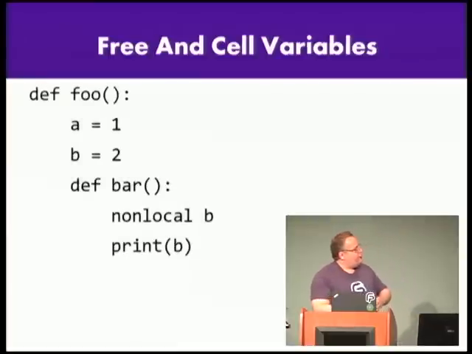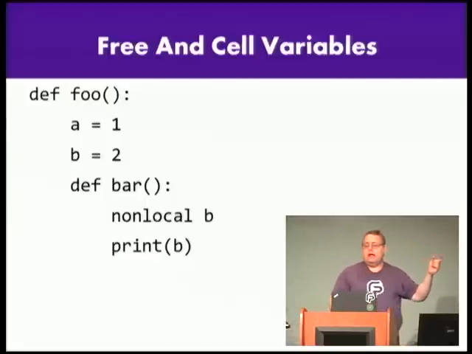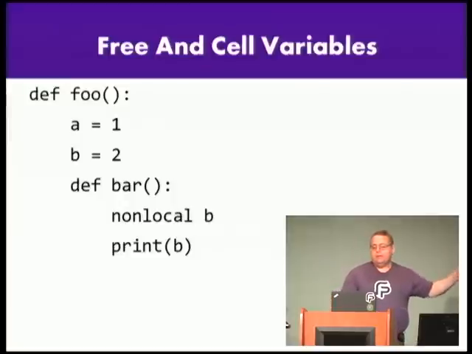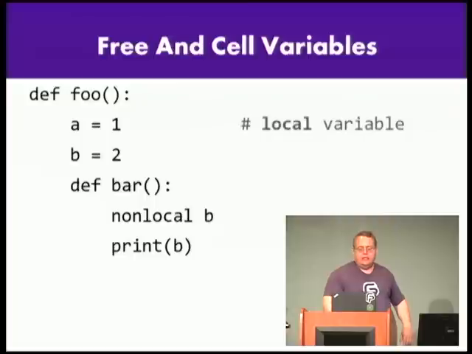Consider the source code in front of you. We have an outer function called foo and variables, local variables inside A and B. And now we have a local function, a nested function called bar. And inside that, we're declaring non-local B. We actually wouldn't have to. It would find it automatically lexically. But I'm calling it non-local specifically to call attention to it.